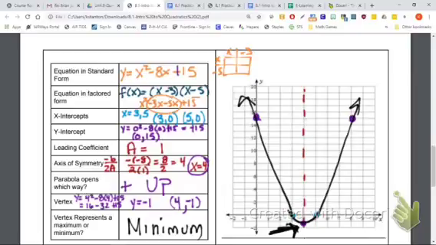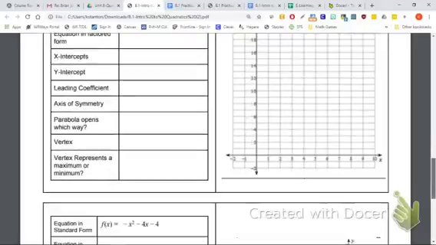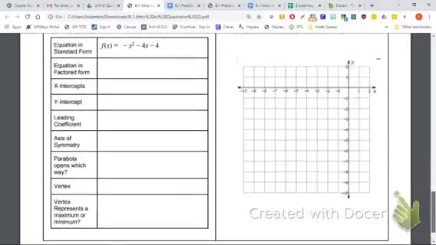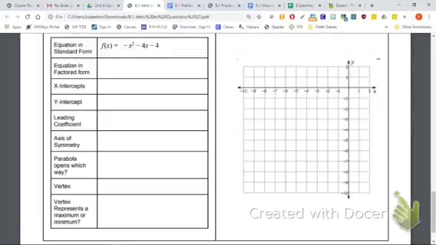Okay, let's do another example here. Going down to the last problem that we're going to do together. Okay, so on this problem, I give you guys standard form. Now you're going to notice something right away here.